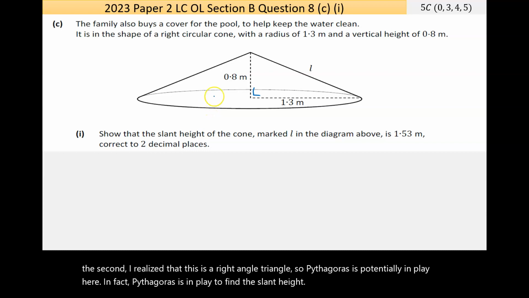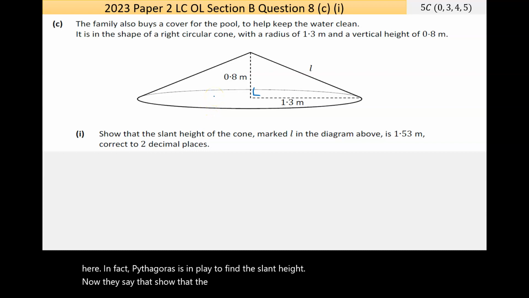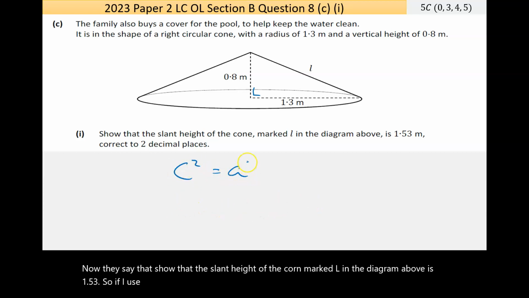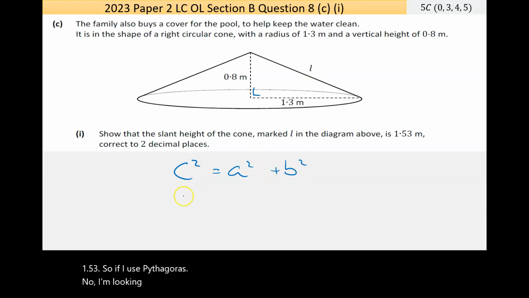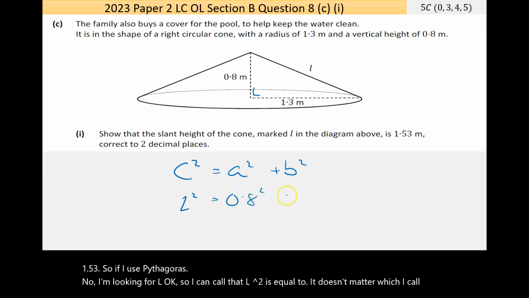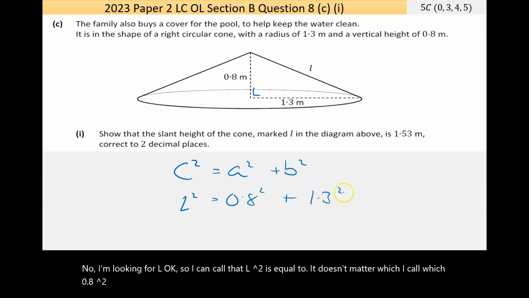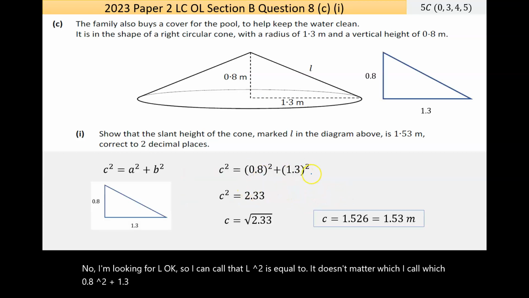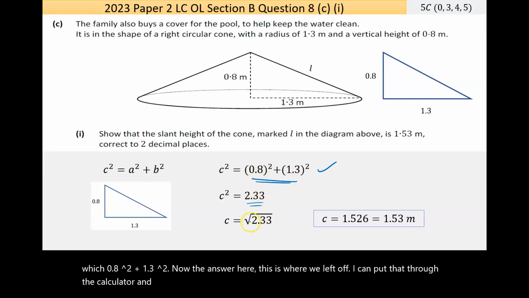Now they say show that the slant height of the cone marked L in the diagram above is 1.53. So if I use Pythagoras, now I'm looking for L, okay, so I can call that L squared is equal to, it doesn't matter which I call which, 0.8 squared plus 1.3 squared. Now the answer here, this is where we left off. I can put that through the calculator and I got 2.33.